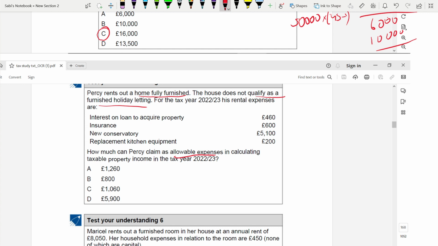See, interest on loan to acquire property. This is not allowed. It's a home fully furnished, not for commercial purpose. If it falls under furnished holiday letting, then it is allowable. This is disallowed.